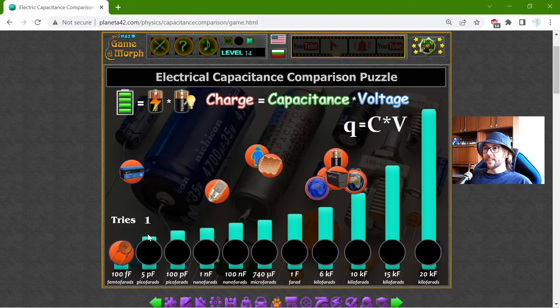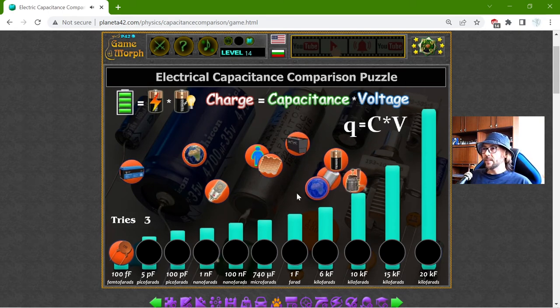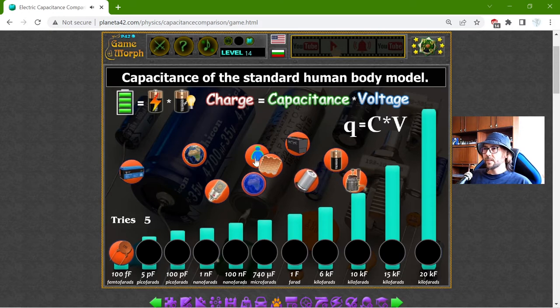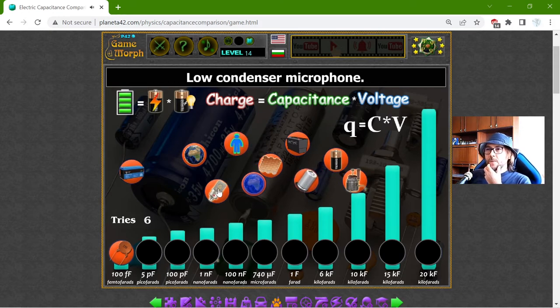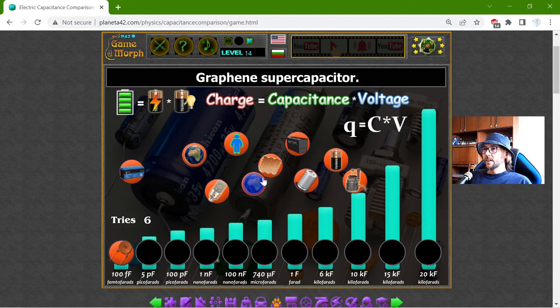Now, the smaller ones, I'm beginning from the smaller ones this time, but I will use a few tries to see these objects. Okay, which one is... Alright, the batteries should be with the biggest capacitance. The earth ionospheric, I don't know this. Now this should be the condenser microphone. 5 picofarads.